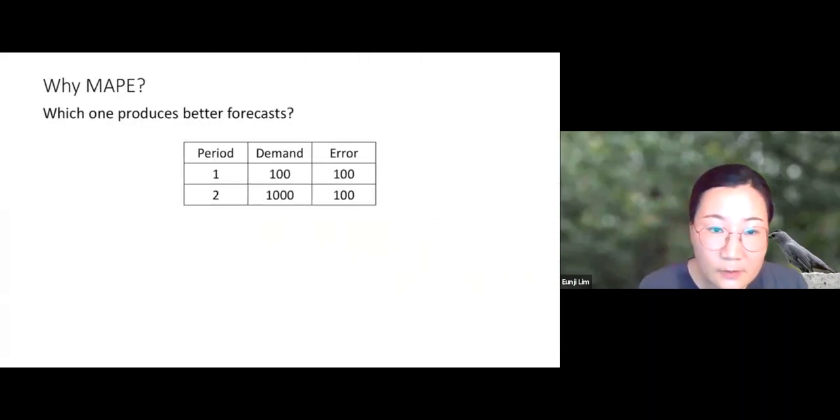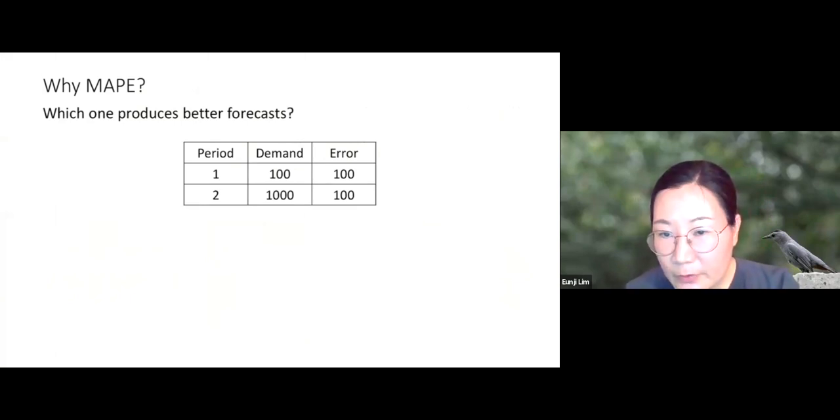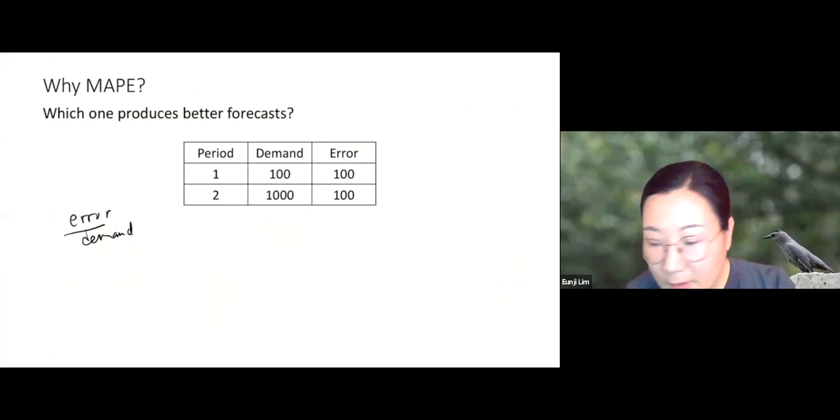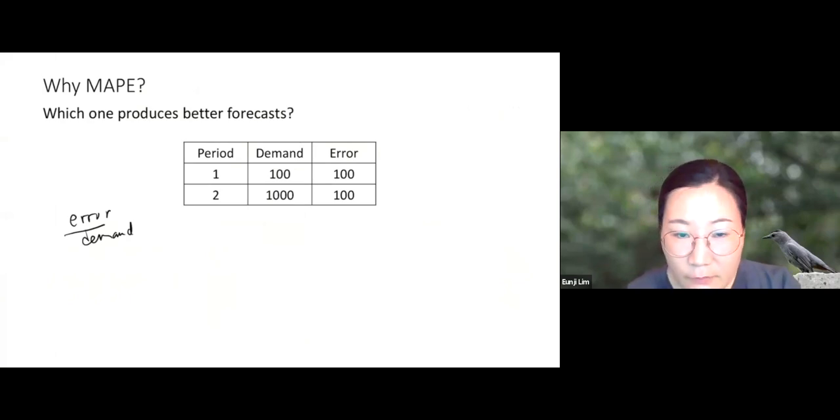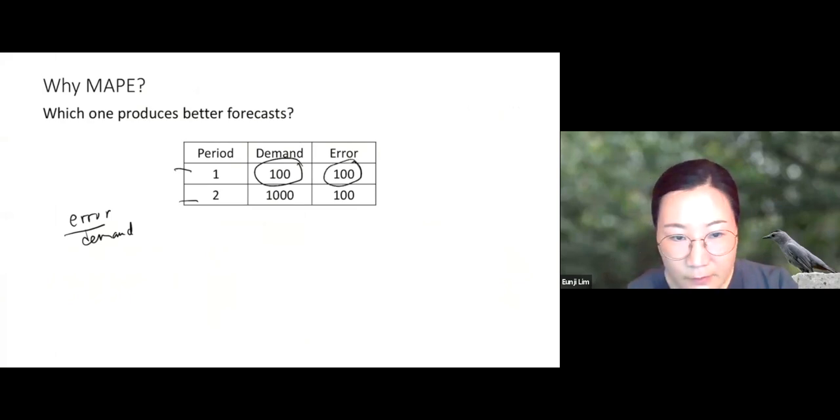So now I want to make a couple of comments. First, I want to make a comment on the MAPE. When you compute the MAPE, we divide the error by the demand. Why do we do this? To illustrate this idea, I want to give you an example. Let's say we observe the demand and the error for two periods. In the first period, the demand was 100 and the forecast error was 100. In the second period, demand was 1,000, and the error was 100.